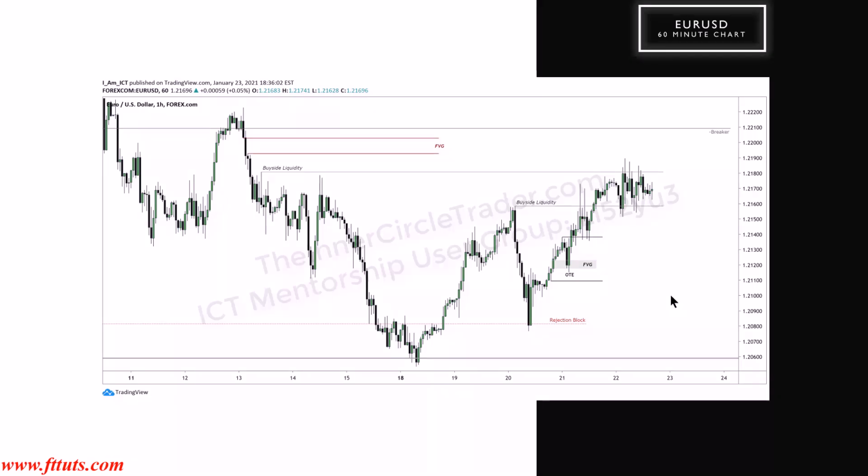You need to know that. So anyway, price ran the buy side liquidity. If it does continue, we have a small little fair value gap in here, and the breaker could be retouched to it as well. But we'll see what happens.